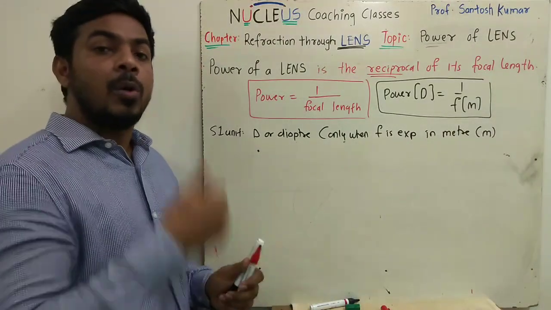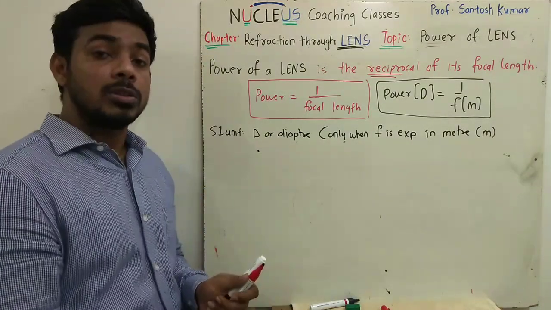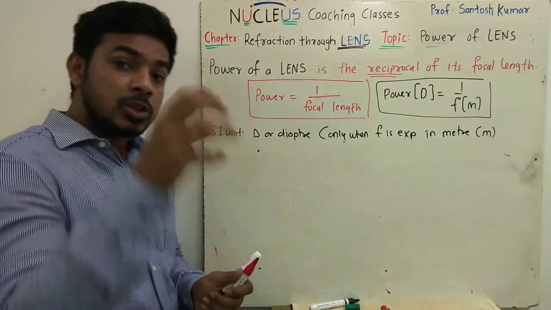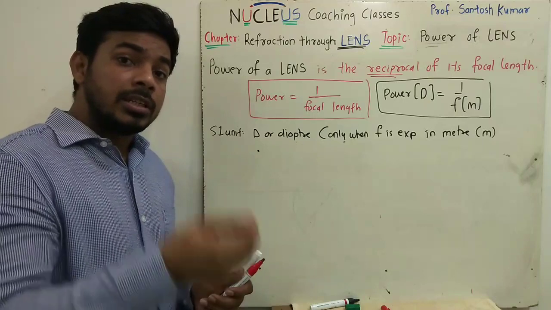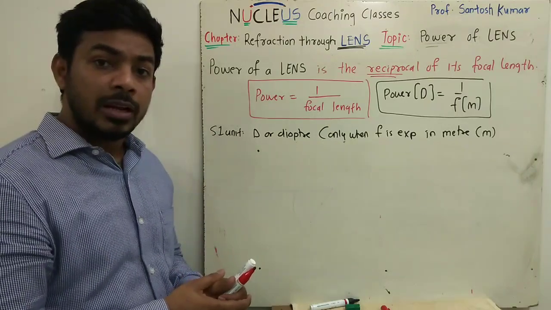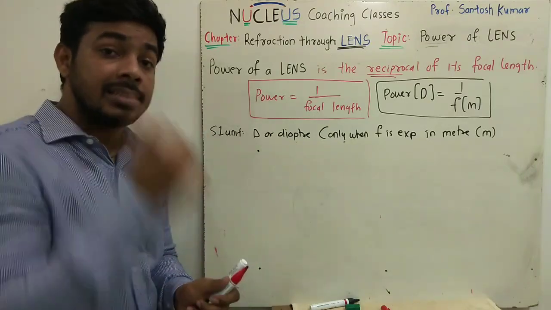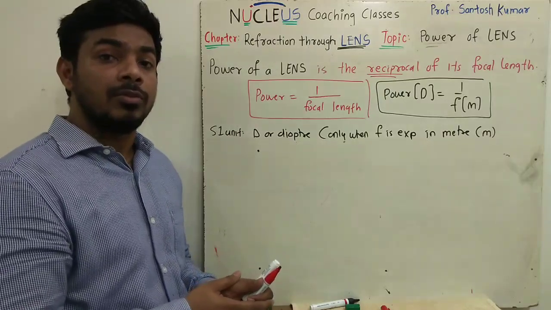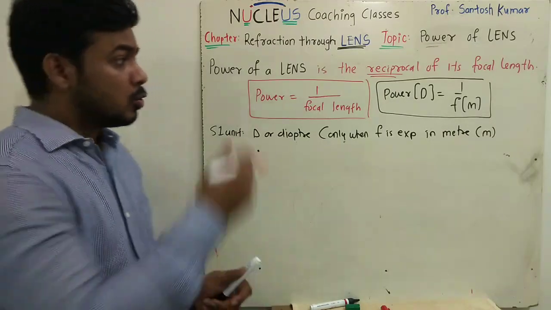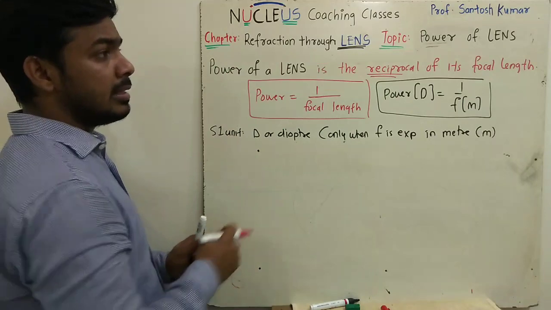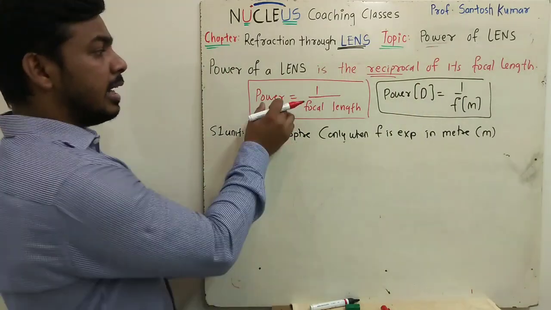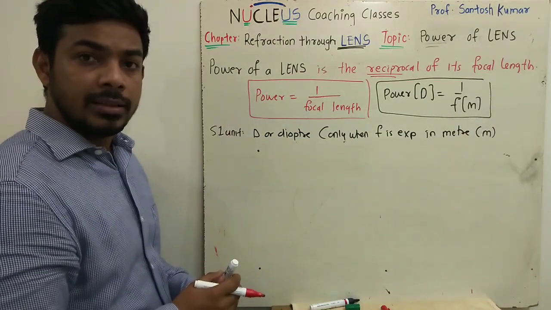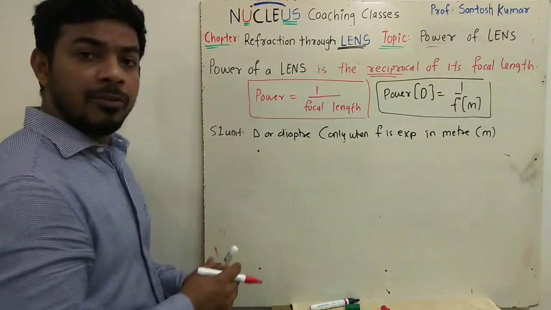As we studied, the power of a lens is inversely proportional to its focal length. That means the shorter the focal length, the greater is the degree of convergence or divergence for a given beam of rays, and the longer the focal length, the lesser is the degree of convergence or divergence for a given beam of rays. So we can say the power of a lens is the reciprocal of its focal length. Thus we can write power is 1 upon focal length. Okay, so this is the formula we have obtained.